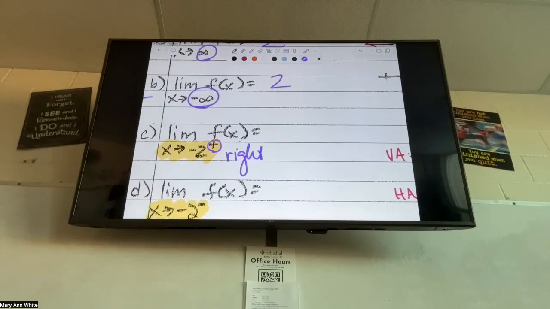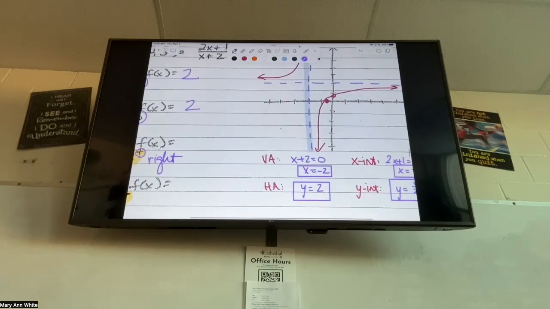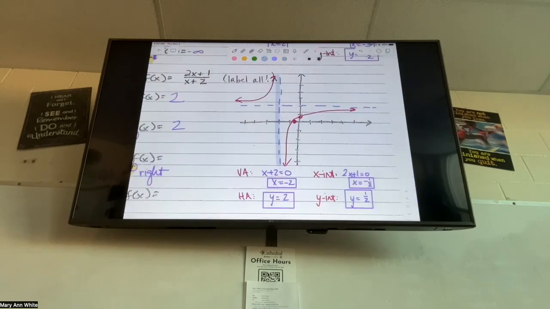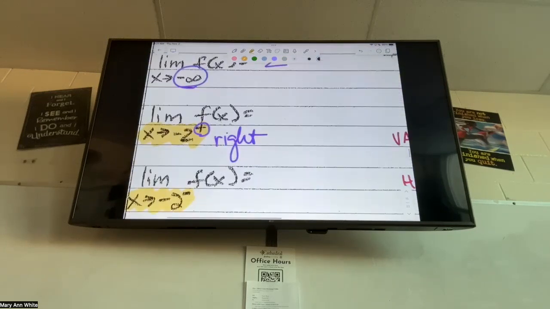From the right, good. So we're coming from the right, so let's do that one first. We're going towards -2, but we're coming from the right, so we're going this way. What is my graph doing as we approach it from the right? It's approaching negative infinity, it's decreasing. Remember, these answers are always a number.